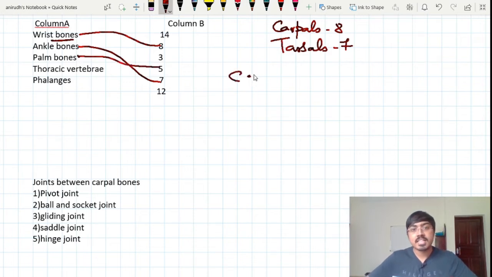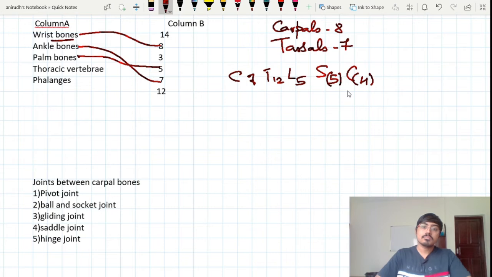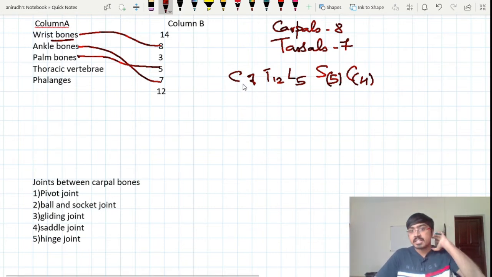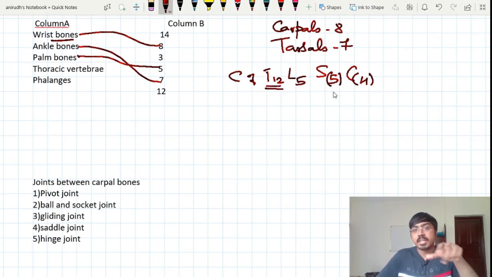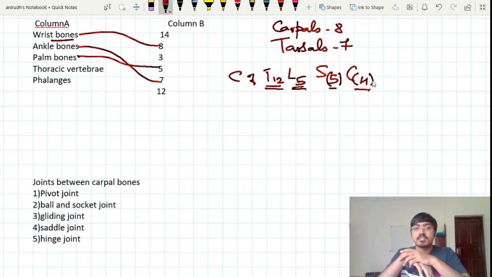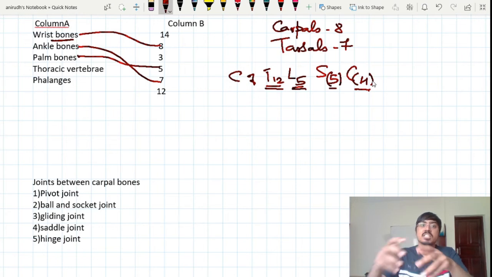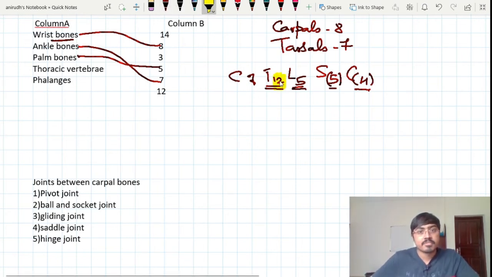Cervical 7, thoracic 12, lumbar 5, sacral 5, coccygeal 4. This is fused and this is also fused. There are 7 cervical vertebrae in the neck, 12 thoracic vertebrae in the thorax, behind the chest. There are 5 lumbar vertebrae behind the abdomen. There is 1 sacrum and 1 coccyx, which are made up of 5 bones and 4 bones fused. That is how we write this. This is the vertebral formula. This has to be memorized, and we have discussed this in the initial part of the lecture. So 12 is the answer.